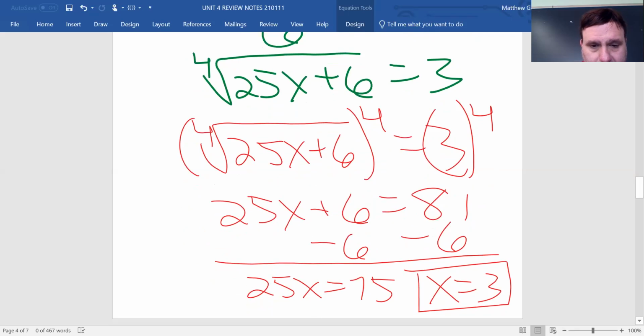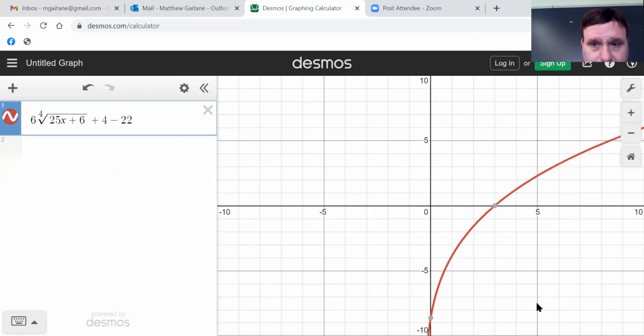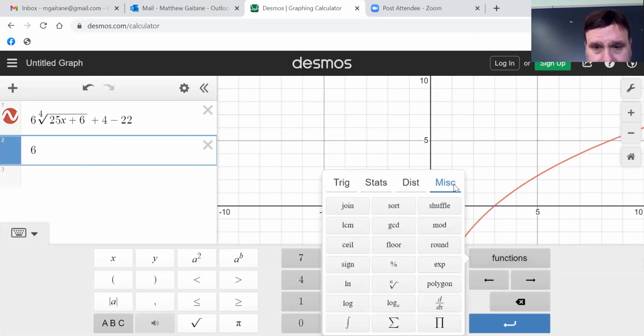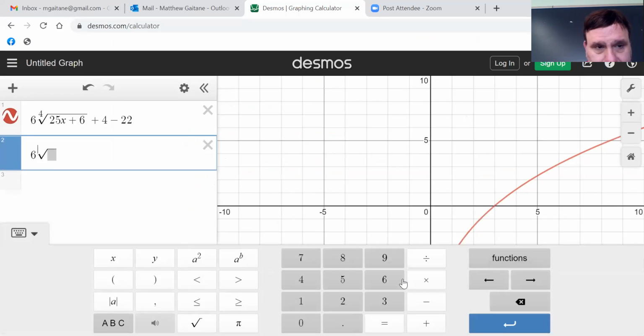Okay, so on the graph we check. I have it prepared for you. Just like last time, I'll show you how you'd put this in. You can see here that 3 checks out. So we would write it in as 6 times the 4th root. To get a 4th root, you're going to click function, miscellaneous, and the root with the n in it that allows you to put the index of 4 in it. So you type the index of 4, 25x plus 6 plus 4 equals 22.